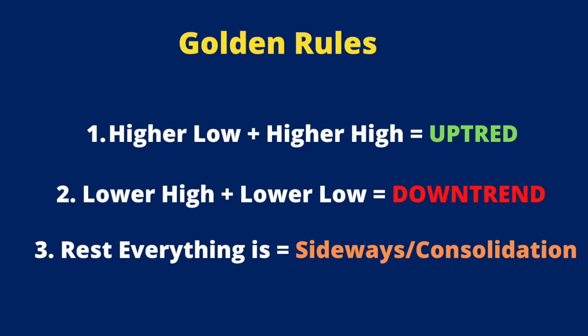First rule, higher low plus higher high is equal to uptrend. Rule number 2, lower high plus lower low is equal to downtrend. Rule number 3, rest everything is sideways or consolidation. Let us understand these rules one by one with an example so that it's easy for you to understand.